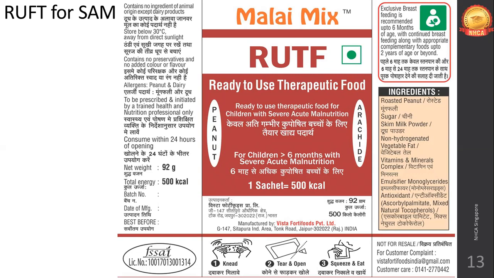Ingredients are very simple, like roasted peanut, sugar, milk powder, vegetable fat, vitamins, mineral complex. Easy ingredients, and just one package of it can give 500 kilocalories. So it can really improve malnourishment. It's a calorie dense food.